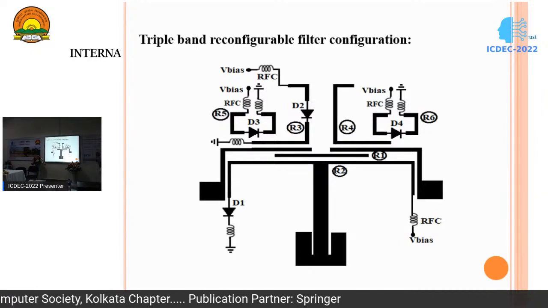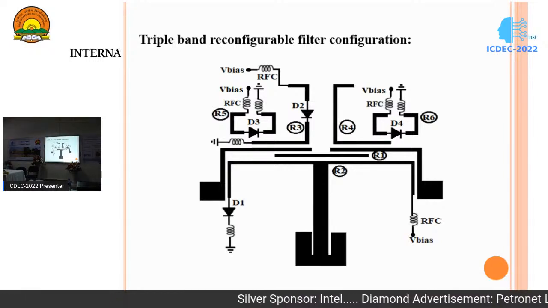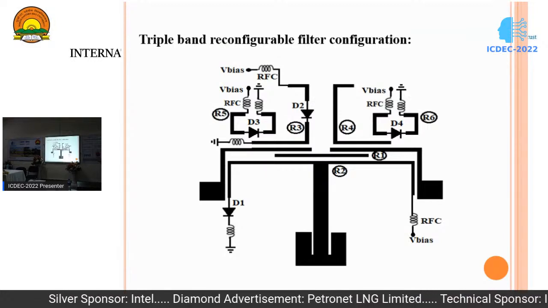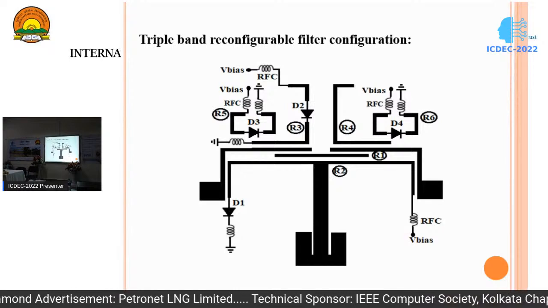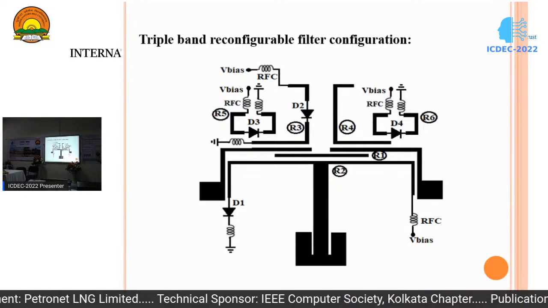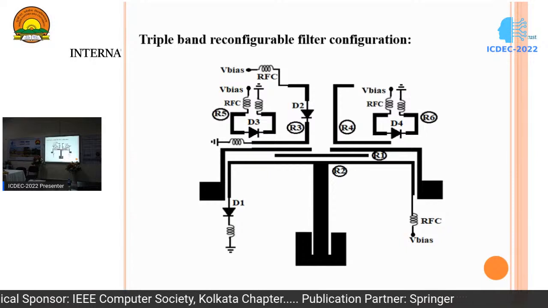Similarly, when the diode D1 is off and D2 is off and D3 and D4 are also off, meaning all the diodes are off, then the structure is flexible to give only a single band configuration, which is giving the lower passband. At the same time, when D1 is on and D2 is on and D3 and D4 are also off, another single band filter can be found at the output side.